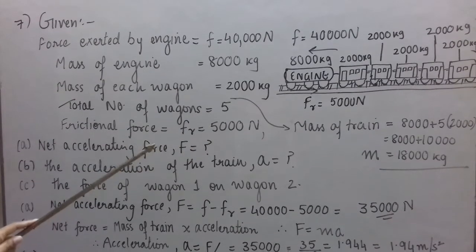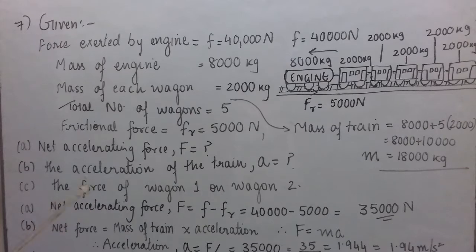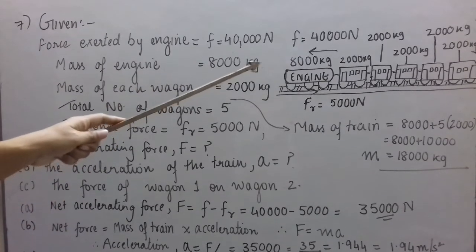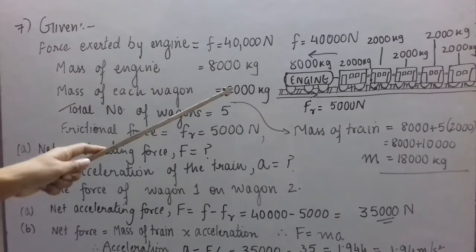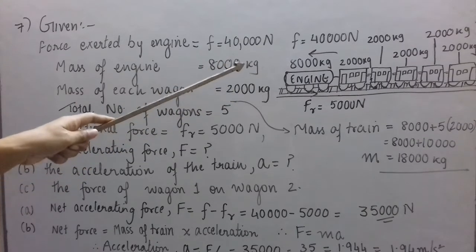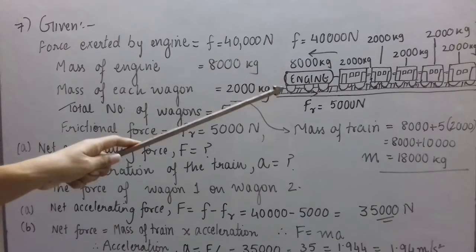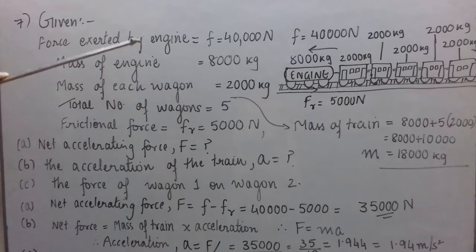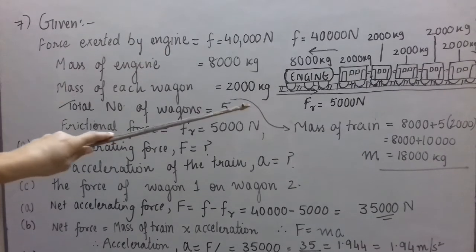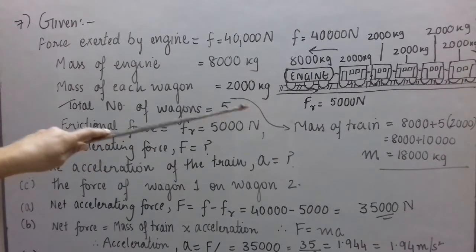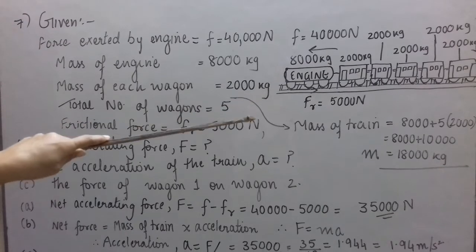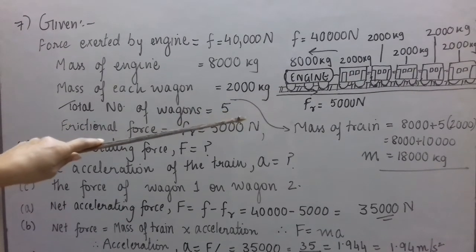Now to find this, there are 2 forces in the picture. One is 40,000 Newton. See, the arrow is this side because the engine is applying a force of 40,000 Newton on the wagons of the train in this direction, in the forward direction. And the frictional force Fr is acting in the backward direction. It always opposes the motion, 5,000 Newton.